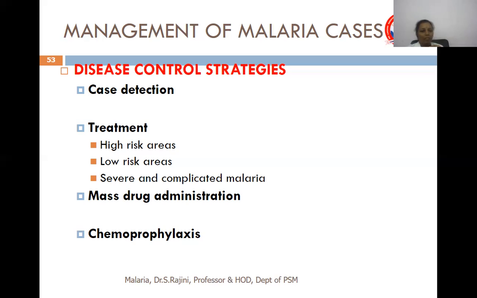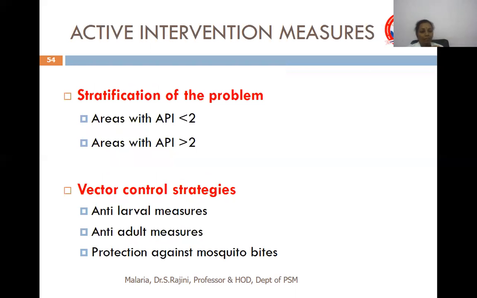And treatment: we go by high risk areas, low risk areas, and severe and complicated malaria. According to that, we go for the treatment. Mass drug administration and chemoprophylaxis. The stratification of the problem: areas with API less than 2 and API more than 2. So, annual parasite incidence less than 2 has one mode of control measures, and API more than 2 has a different mode of control measures.